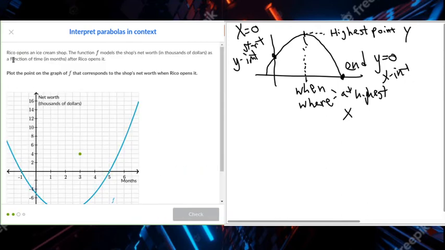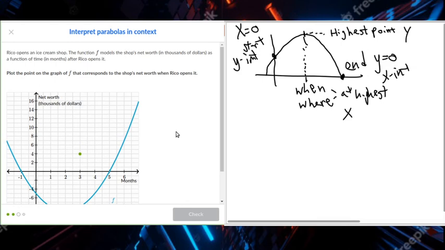Okay, let's read it. Rico opens an ice cream shop. The function f models the shop's net worth in thousands of dollars as a function of time in months after Rico opens it. This one opens up, right? So it starts going down and then comes up. But it's really the same thing. We're going to ask, when was the lowest point? When does it hit 0 here? Where does it start? Okay.